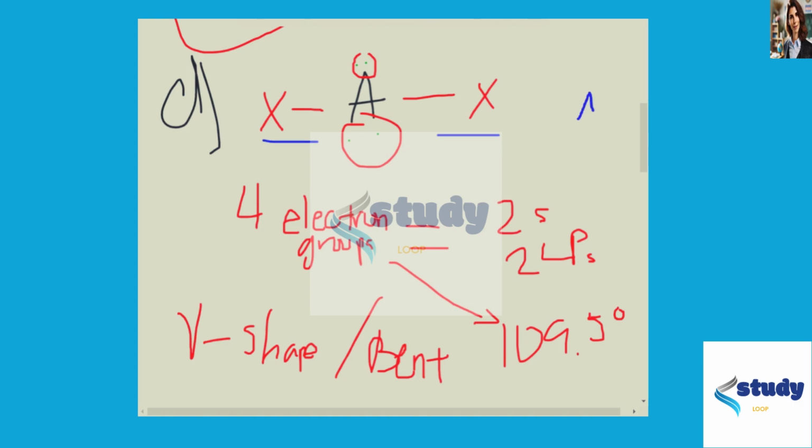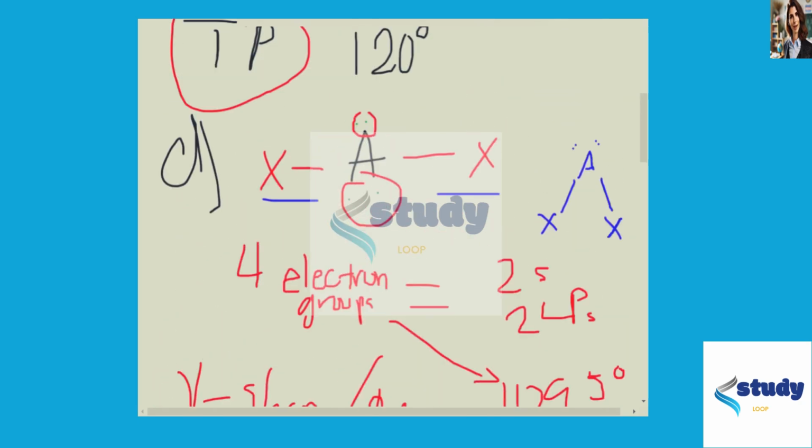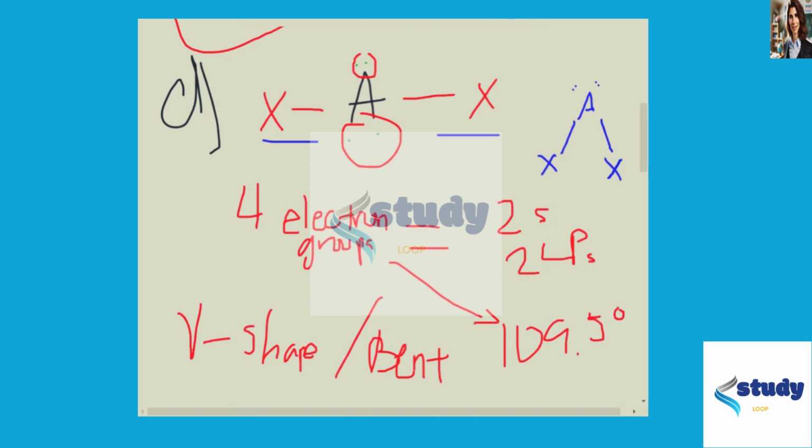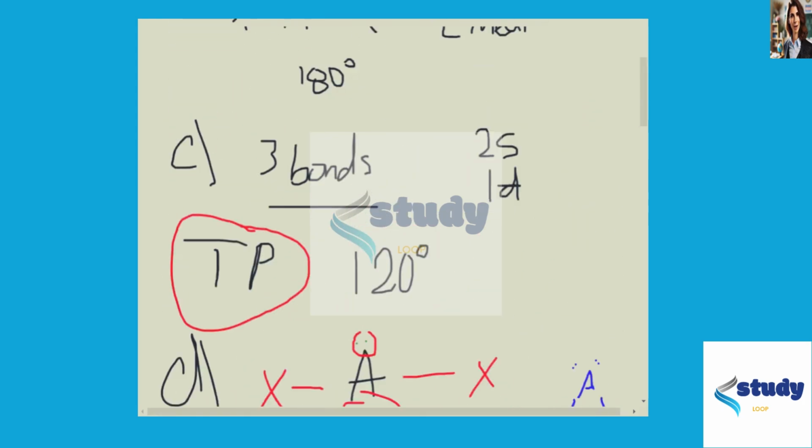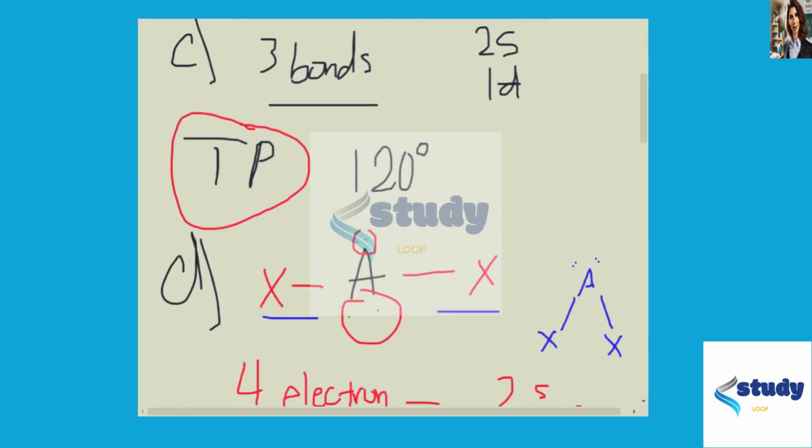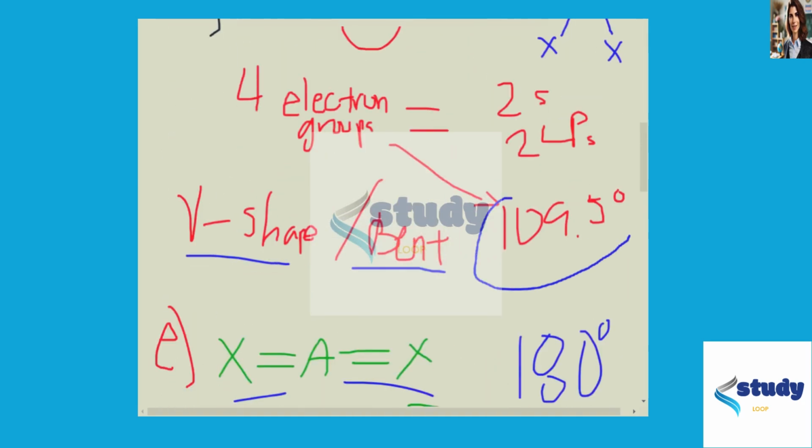So you have A, and then the X's go down like this. That's why it takes on the V-shaped bent form because of the lone pairs. Since it's four groups, similar to A, it takes on a 109.5 degree angle.